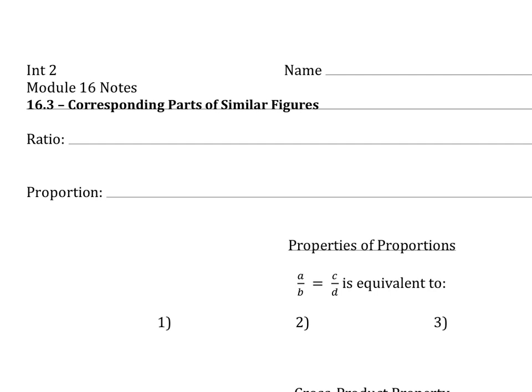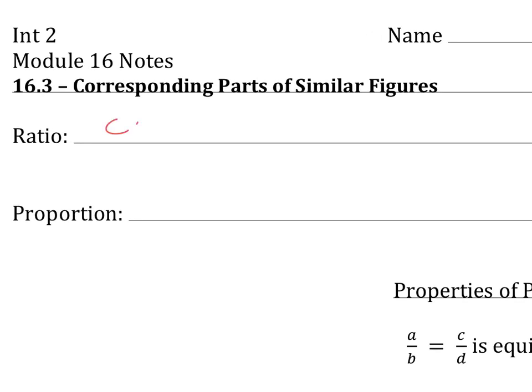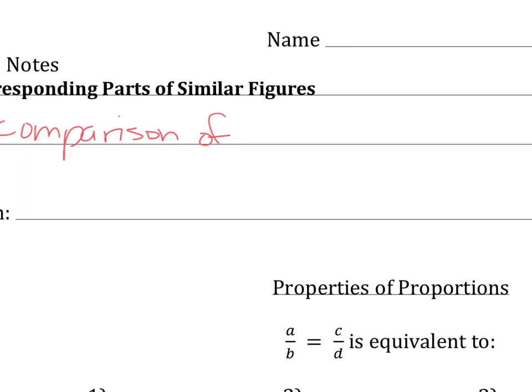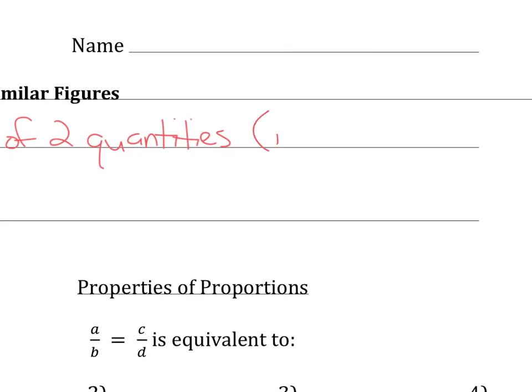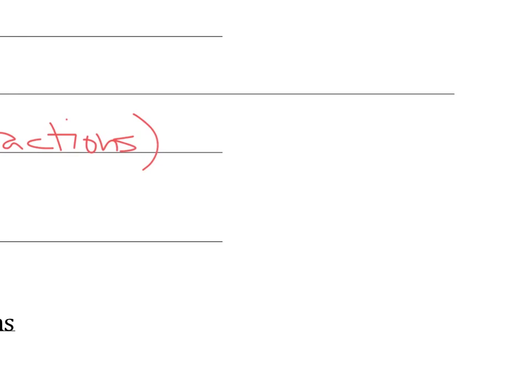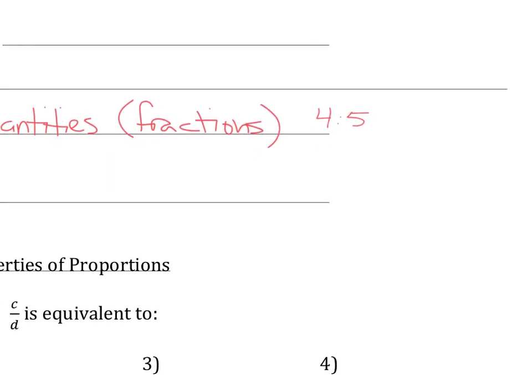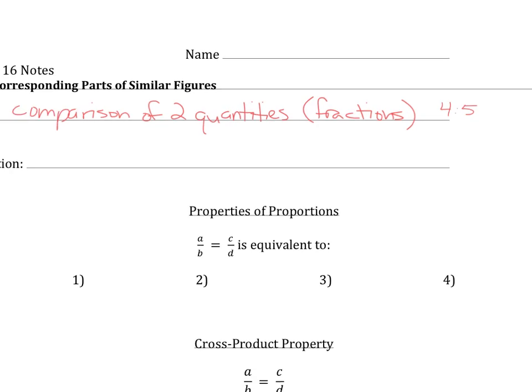A ratio is a comparison of two quantities. And really for us, the big thing is those will almost always look like fractions. Now there are different ways you can write a ratio. If you remember back, maybe 6th grade or something, and you used to write 4:5, right? Those are still examples of ratios, but for the most part, we're going to be working with fractions.